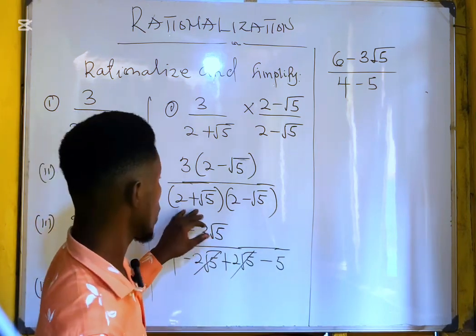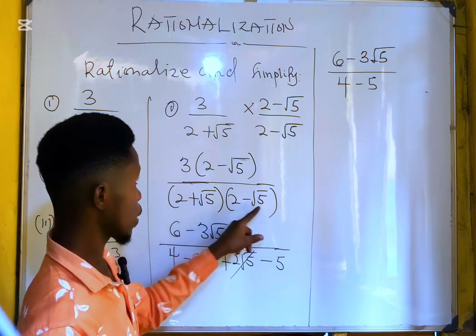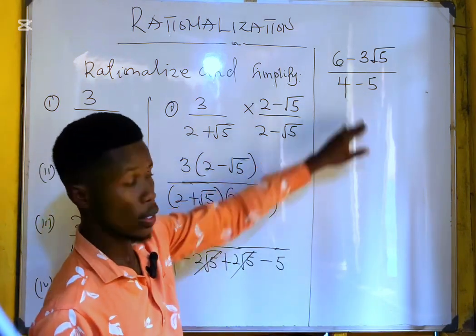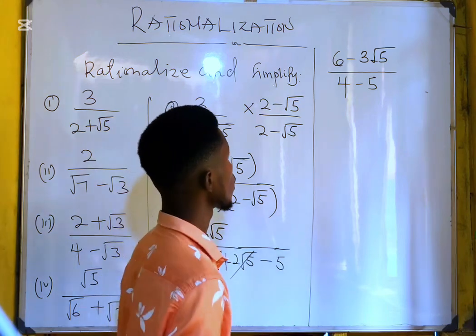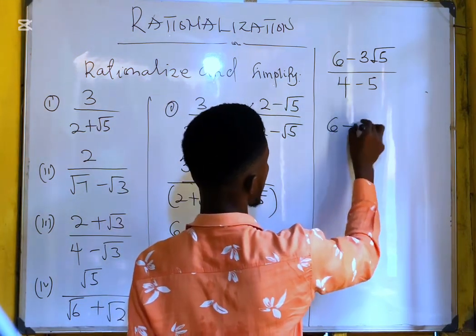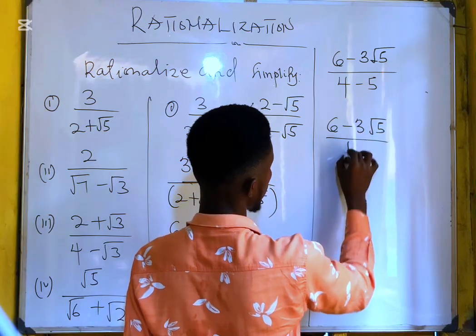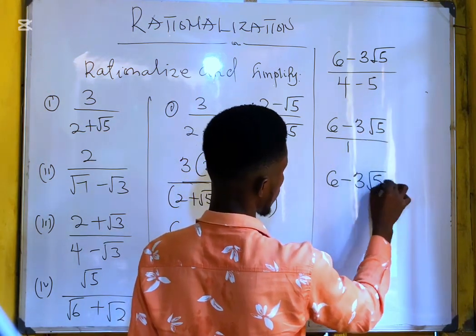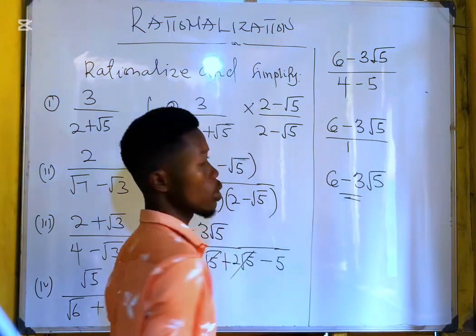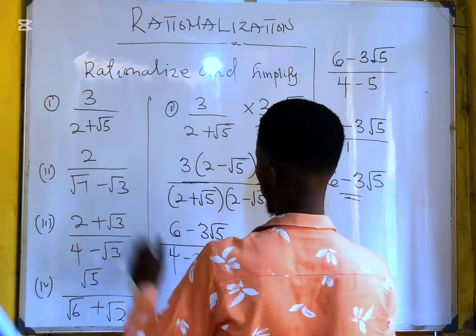That is why I was saying that this is difference of 2 squares. So when it happens like that, you just multiply this and that, okay? Then also come and multiply this and that. And you see, that will give you this. But furthermore, if you want to explore, you can decide to multiply everything. Okay. So this is 6 minus 3 root 5, all divided by 1. So our final answer will be 6 minus 3 root 5. So this will be the final answer. Okay. Now let's move to the second one.